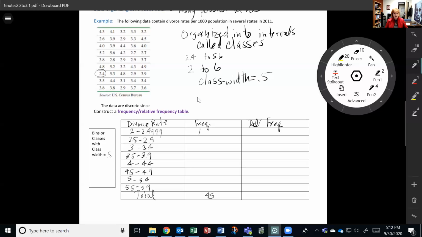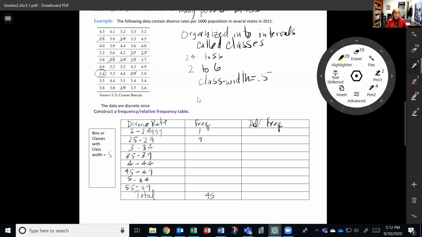All right, so then here there's 1. I could do tallies here, but I'm just going to tell you. There's 9 between 2.5 and 2.9. Let me see if I can find them: 1, 2, 3, 4, 5, 6, 7, 8, 9. It helps that I already know the answer.